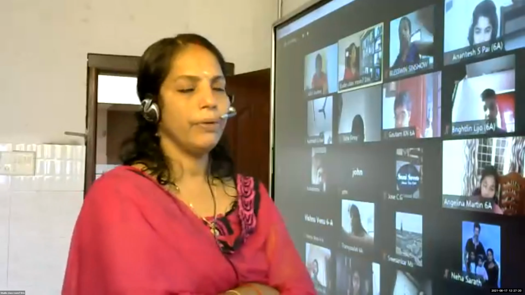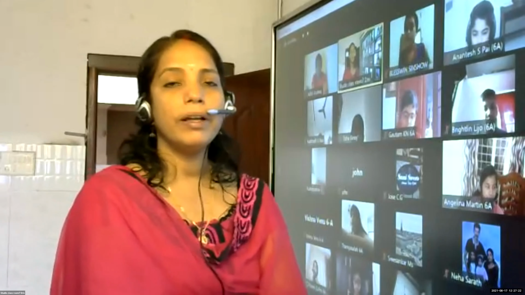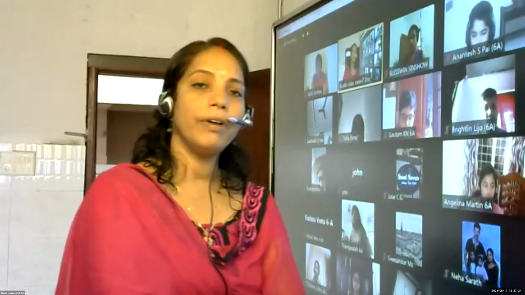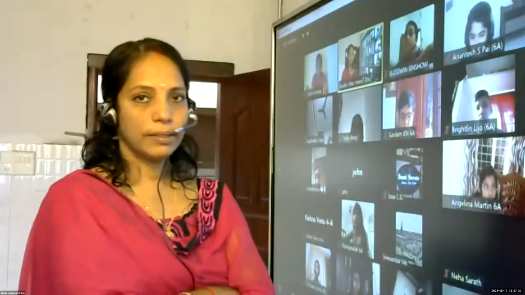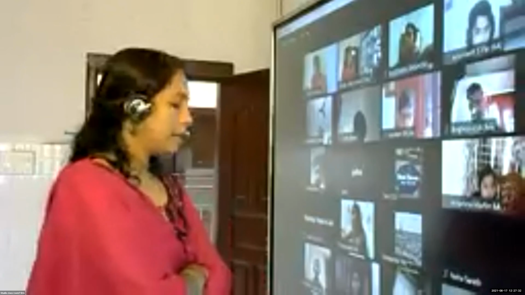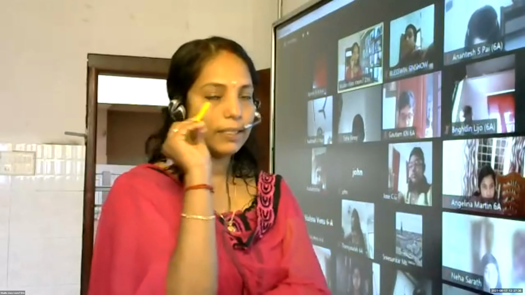Wait, let me continue. Okay, children, now representation of data is of many types. Do you remember tally marks? We will put one marking like this.